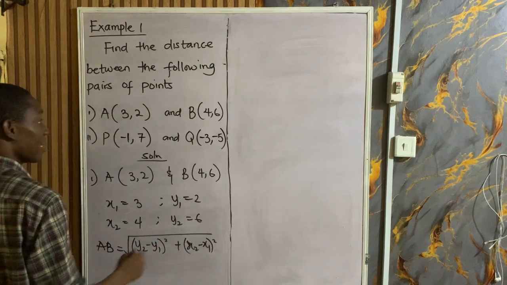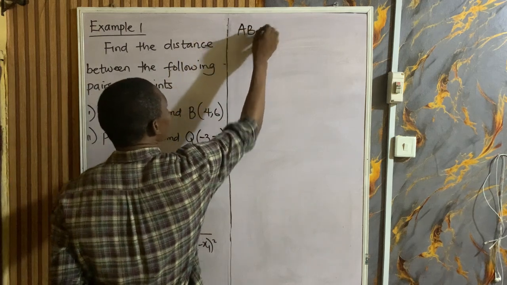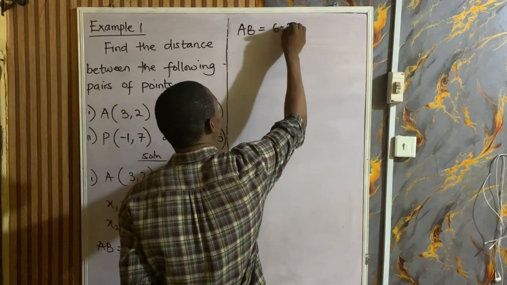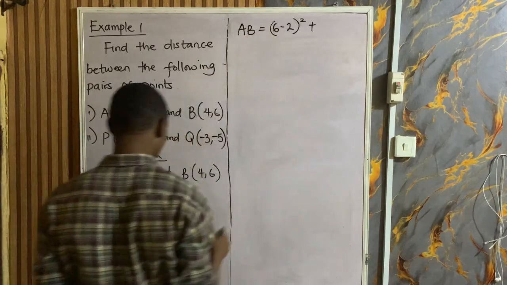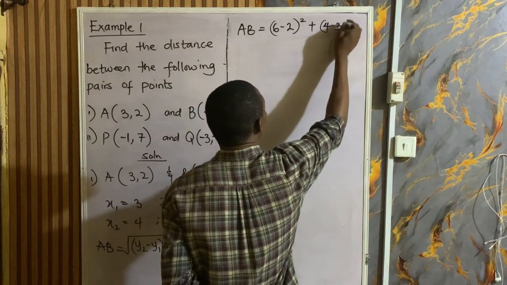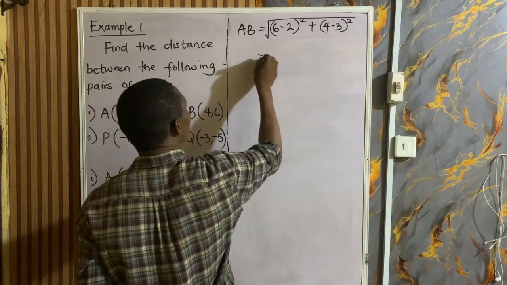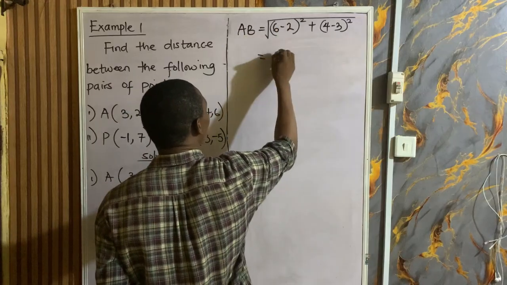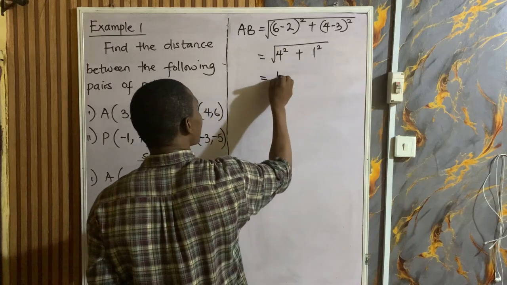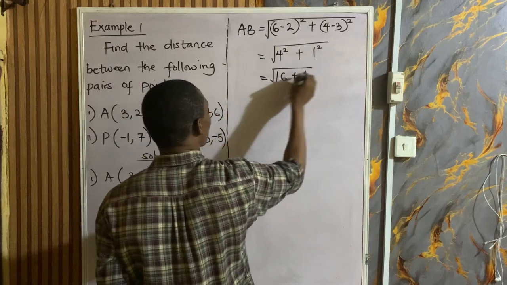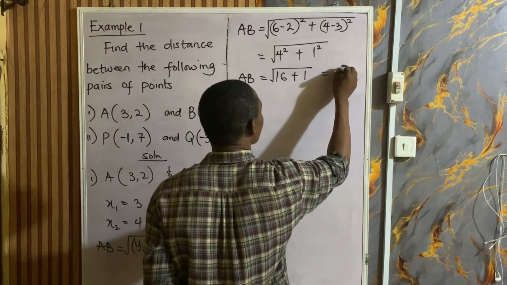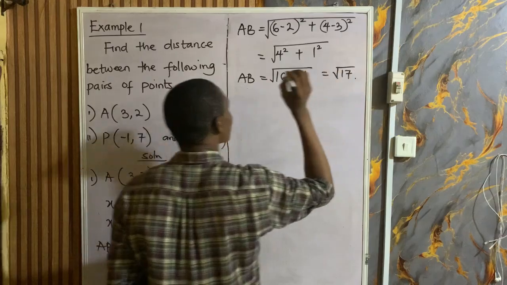So in this case, our AB is simply going to be: y2 is 6, y1 is 2, that will be (6 minus 2) squared, plus x2 minus x1, that is (4 minus 3) squared. So 6 minus 2 is 4, that is 4 squared, plus 4 minus 3 is 1, 1 squared, all under the square root. This gives us the square root of 16 plus 1. So my final answer for the distance between A and B is the square root of 17. So that's that for this.